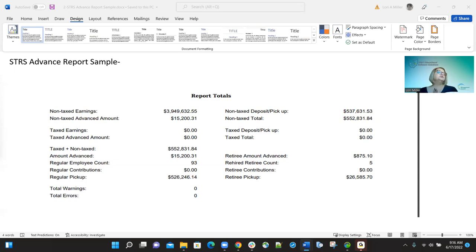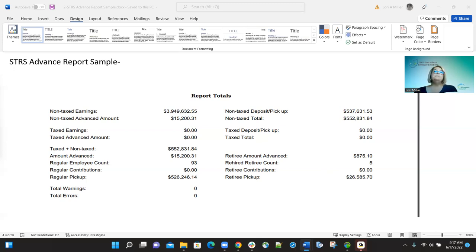The retiree contributions is the total employee amount withheld on the STRS items, so the 450 non-annuity for rehired retirees. The amount also includes tax advance amounts for the rehired retirees. So again, because it's using that 450 record, more than likely it's going to be zero. Not necessarily, but it could be.